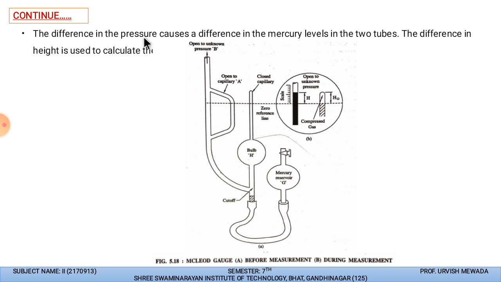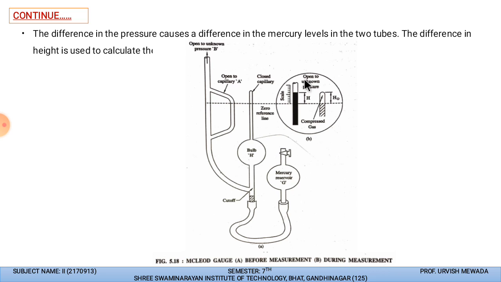The difference in pressure causes a difference in the mercury level in these two tubes, and the difference in height is used to calculate the unknown pressure which we need to measure with the help of this McLeod gauge. Here, A indicates before measurement, and B is during measurement.